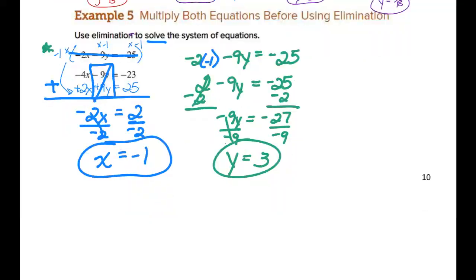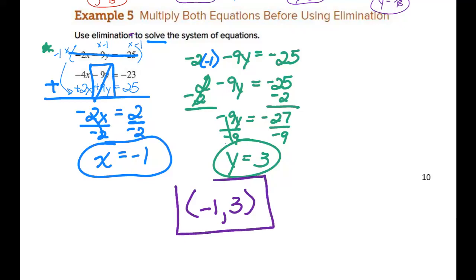Is that enough for your final answer? No. X is -1, Y is 3, but I should write it as an ordered pair. So -1, comma 3, make sure you put the parentheses in and write it as an ordered pair. So if I have one solution, what kind of lines are those again? Intersecting.